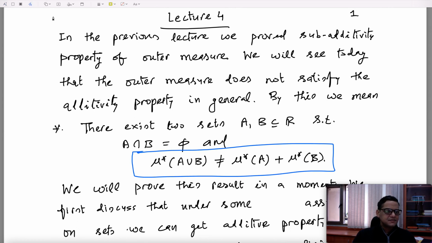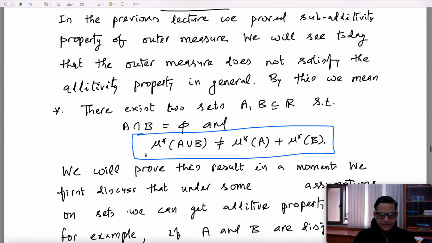Let me see if I can also write something over here. At least I will be able to highlight. Somehow my iPad is not connecting to this screen.